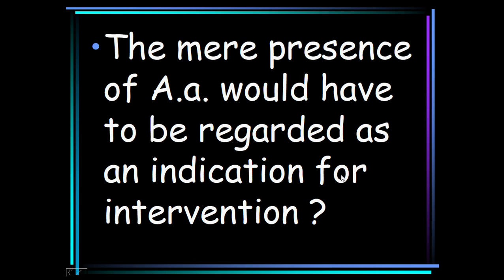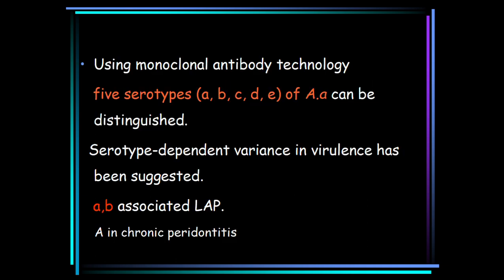The mere presence of Aggregatibacter would have been regarded as an indication for intervention? No. Why? Because there are different serotypes of the bacteria. Aggregatibacter actinomycetemcomitans is there in different serotypes A, B, C, D, and E, and only A and B are associated with localized aggressive periodontitis, and A is associated with aggressive periodontitis. So what is this serotype?